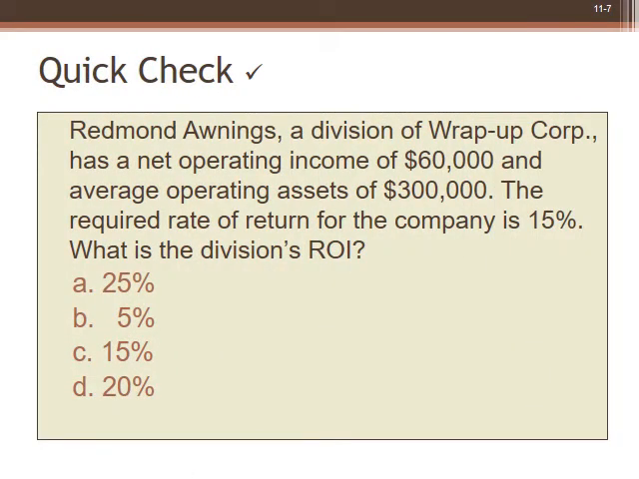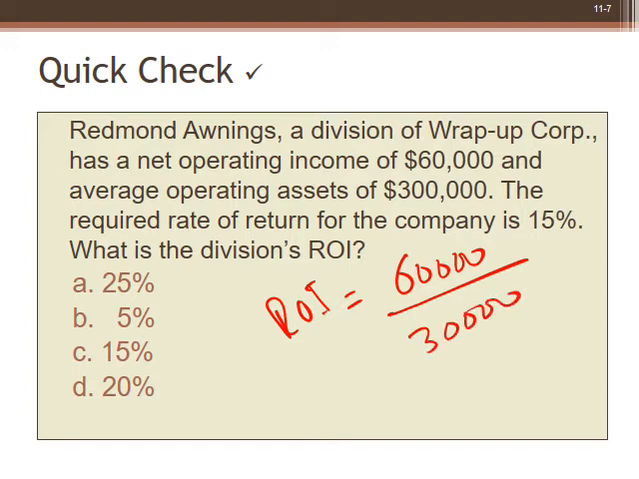We have a quick check here. The Redmond Evening division of Wrap-Up Corporation has a net operating income of 60,000 and average operating assets of 300,000. The required rate of return is 15%. What is the division's ROI? Can you calculate that? Just pause the video for a second and try to solve it. ROI is equal to operating income of 60,000 divided by average operating assets of 300,000. The answer is 20%. If your answer is D, you are in good shape.